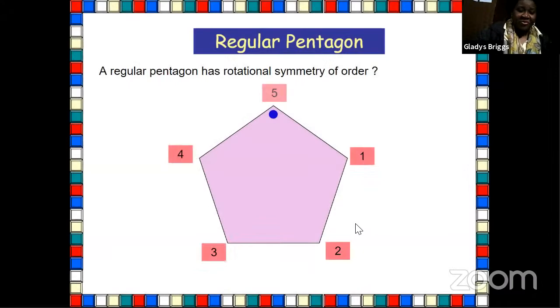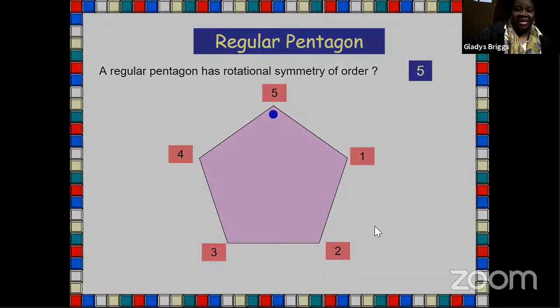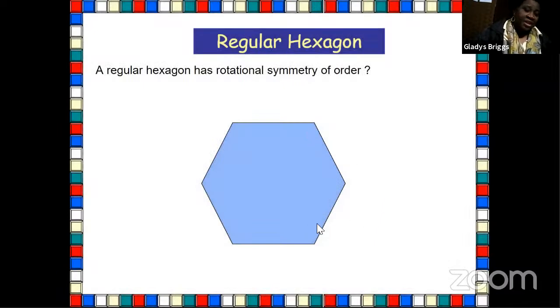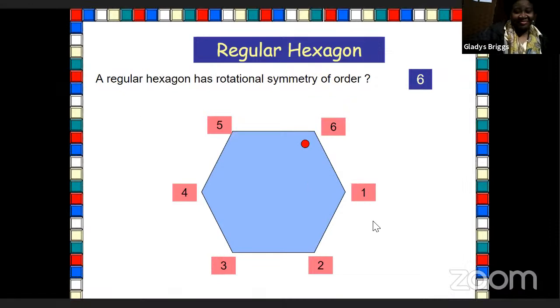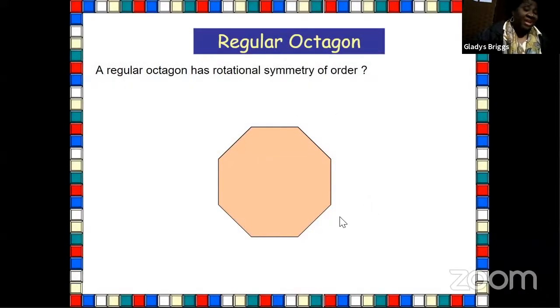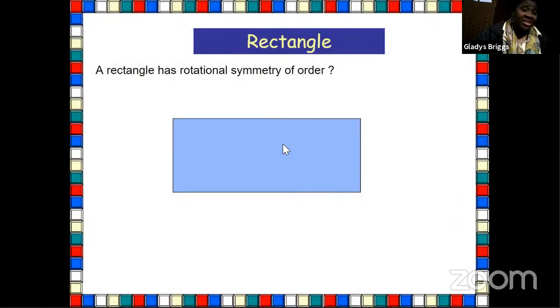1, 2, 3, 4, 5. Says 5. Well done to you guys. What about this one then? A regular hexagon. Six. Okay. Well done. So if it's a regular shape, you know the drill, because it will be the number of sides.